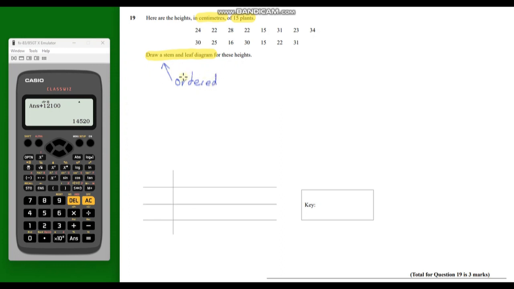If it doesn't say ordered, you can just put the numbers in. They have to be in the right categories, but they don't necessarily have to be in order. But I'm going to put everything in order. So let's first of all look to see what the minimum and the maximum values are. I think the minimum value is 15 and the maximum value will be 30 something, 34 I think.